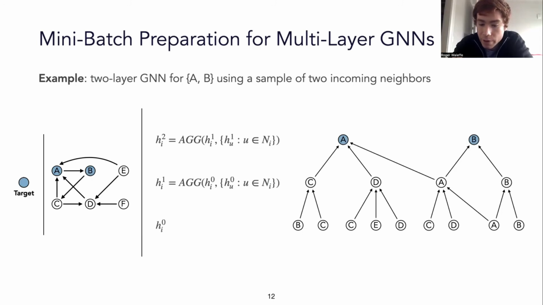And notice that for node A, this time around, we may get the same 2 neighbors C and D, but it's also possible we could have sampled the neighbors C and E, for example, depending on the randomness involved in sampling.